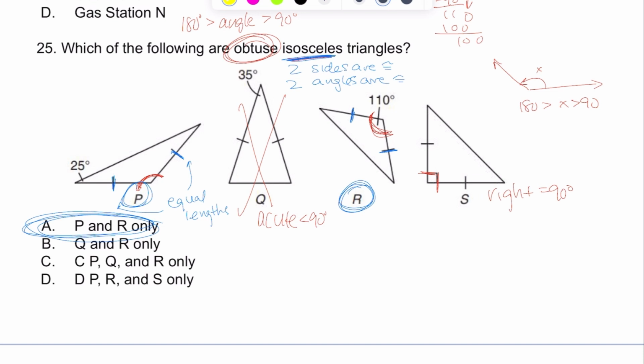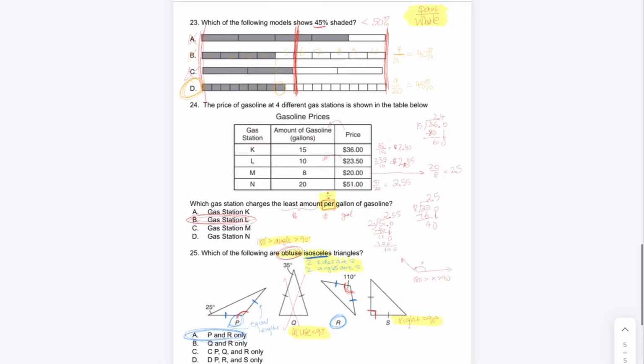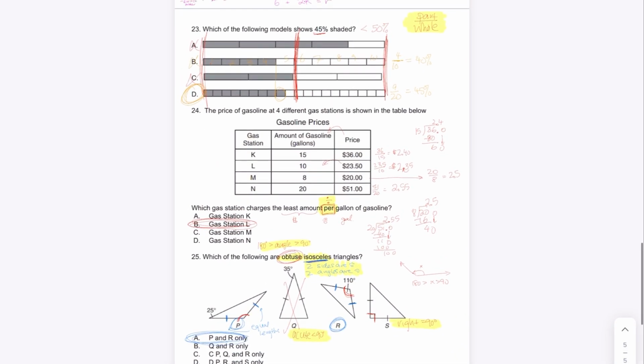So here we have some keywords. Obtuse means between 90 and 180, and isosceles means you have two sides that are equal, which means two angles are equal. And we also have some other keywords. Acute means less than 90 degrees, and finally right angle means it's exactly equal to 90 degrees. All right, and here's the summary for this last page.